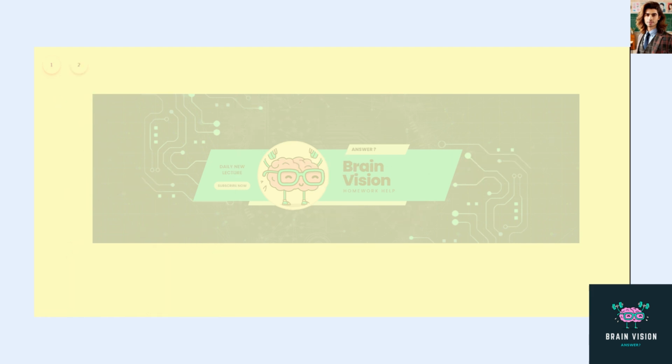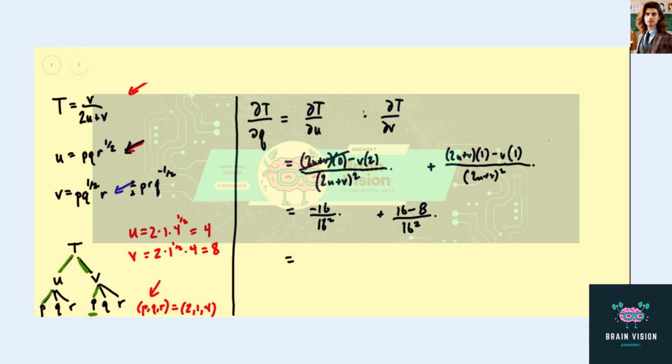So over here, we are now supposed to get partial of t with respect to r. And that means this will become partial of u with respect to r, partial of v with respect to r. So partial of u with respect to r. Again, look at the definition of u, but we should get p, q. Now we need times 1/2 r to the negative 1/2. And the partial of v with respect to r is just p q to the 1/2.